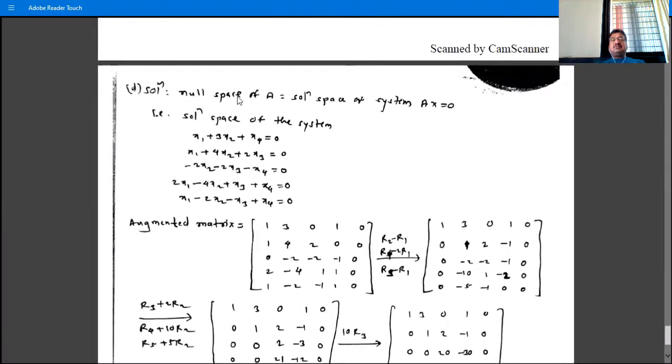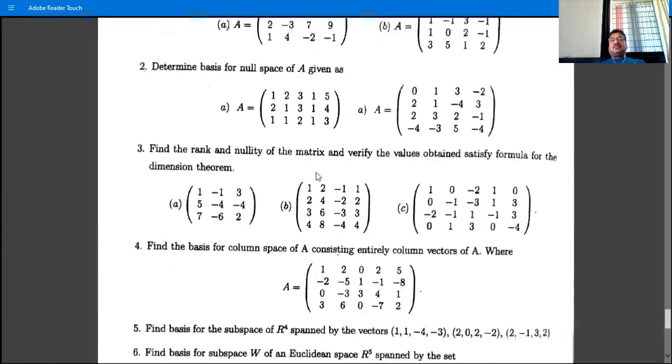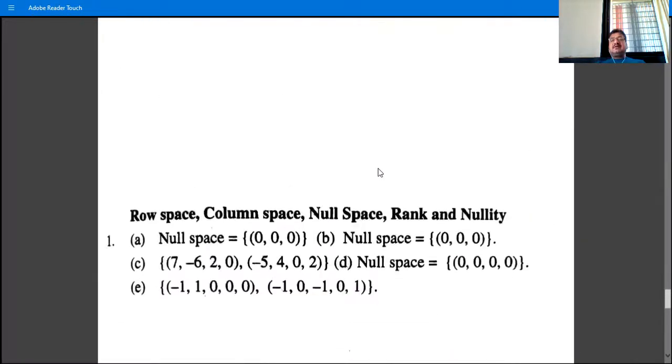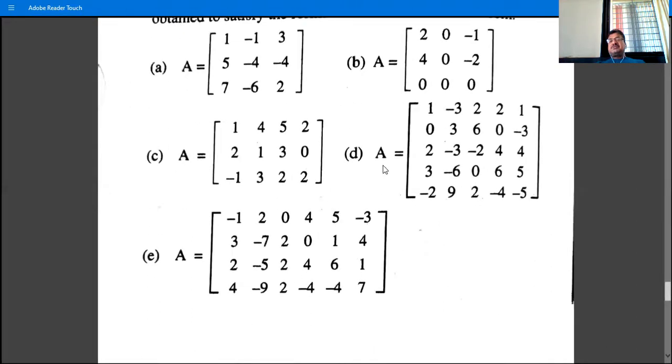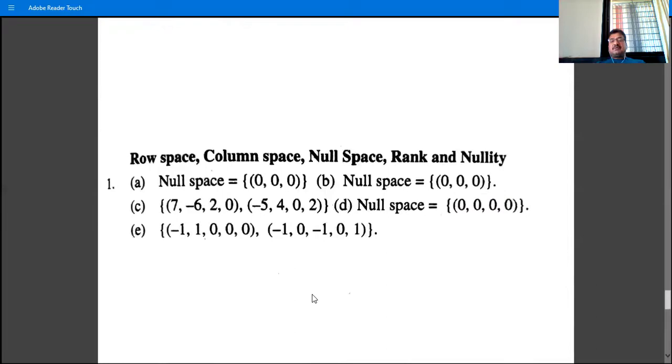So the solution for D: the null space of A is equal to the solution space of the system. This is the matrix A: 1, minus 3, 2, 2, 1. We have to find the basis for the null space of this matrix A. So the null space of A is equal to the solution space of the system Ax = 0. And what is that system? x1 minus 3x2 plus 2x3 plus 2x4 plus x5 is equal to 0 is the first equation.